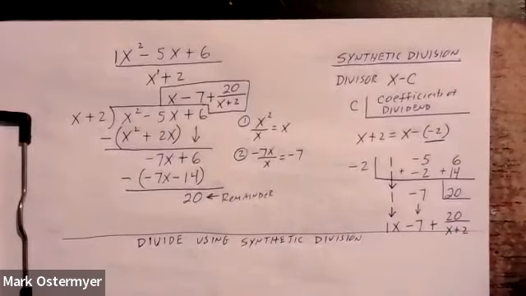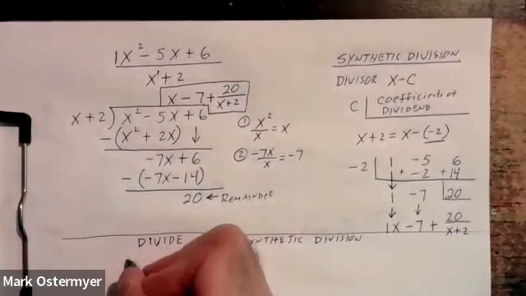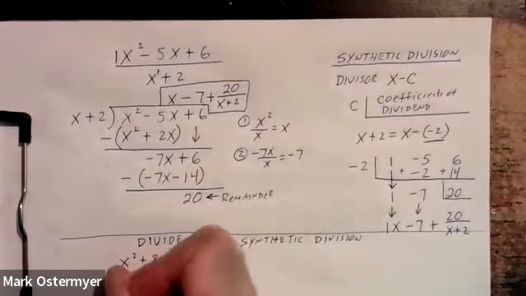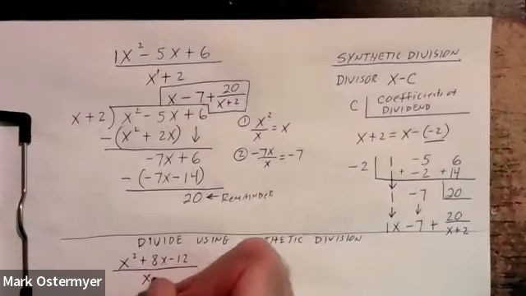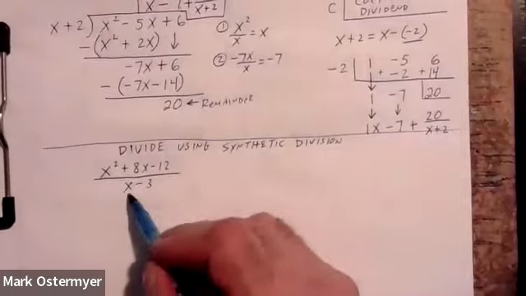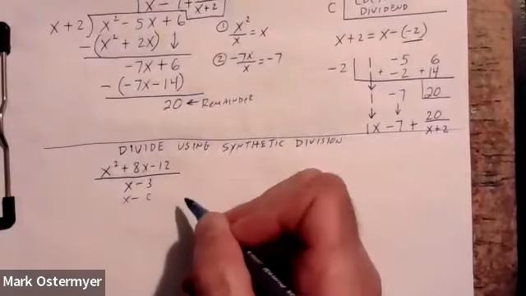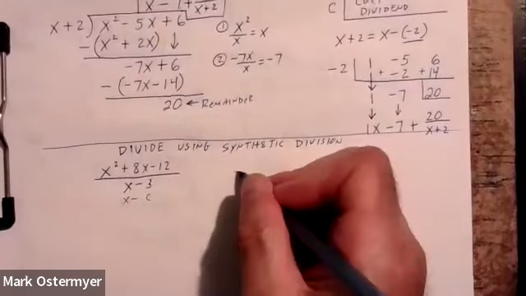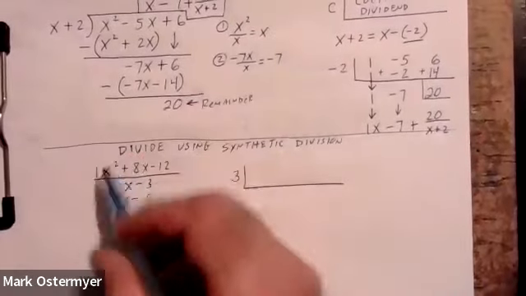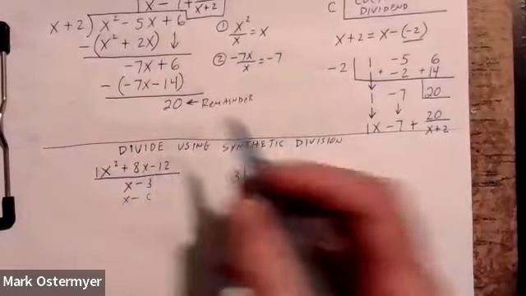Okay, so we're going to try another one here. I'm going to take x squared plus 8x minus 12, and I'm going to divide it by the binomial x minus 3. But this time we're going to use synthetic division, not long polynomial division. Notice my divisor is of the form x minus c. So in this case, I'm going to divide 3 into the coefficients of my dividend. The coefficients being 1, 8, negative 12.